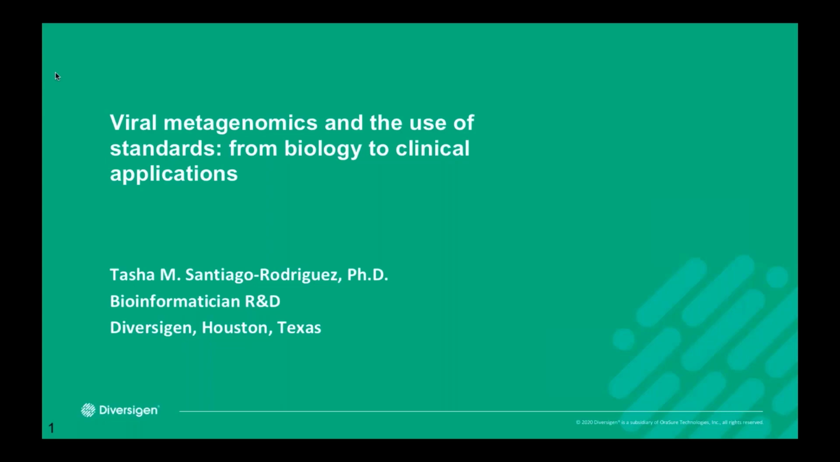In this presentation, Dr. Santiago-Rodriquez will describe how implementation of viral standards and controls can help determine biases that can be introduced at different stages of a viral metagenomics pipeline. Dr. Santiago-Rodriquez will then show how these standards may evolve to mimic simple and more complex viral communities in diverse environments.